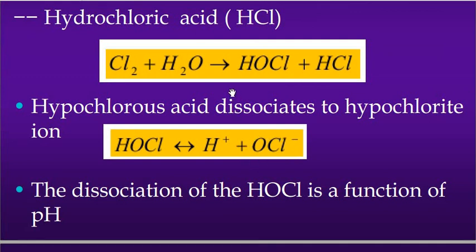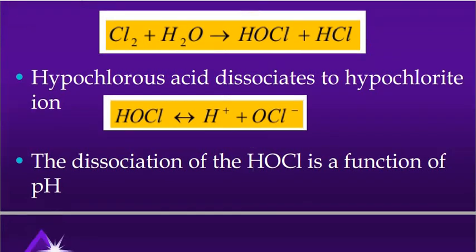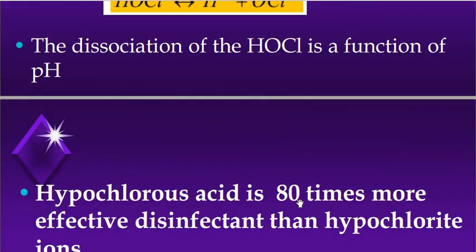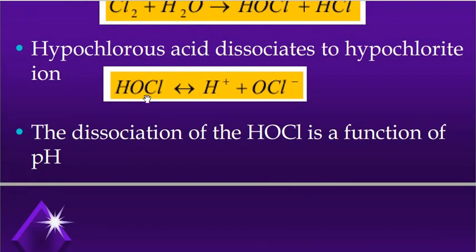If it is simply present in the water in the form of HOCl, then it will be a more effective disinfectant than hypochlorite ions. This hypochlorous acid is responsible for killing the bacteria or microorganisms present in the water.